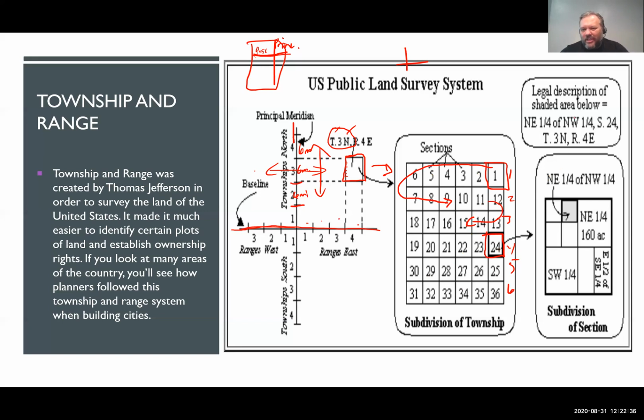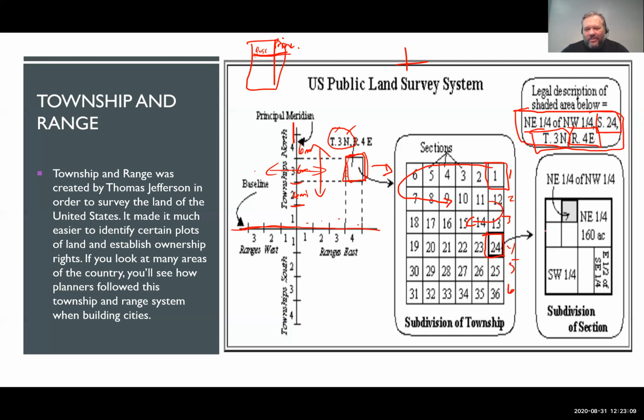Reading this, and this is how we still do things in mapping and surveys, this would be the address basically. And like any address, they start with specifics and then go to the general, like your name, your street number, the city, the state, zip code. So it's easiest to read this backwards. The range is 4 east, that's over here. The township is 3 north, that's up here. Now we've identified the box. Within this box, which section are we in? This is section 24.